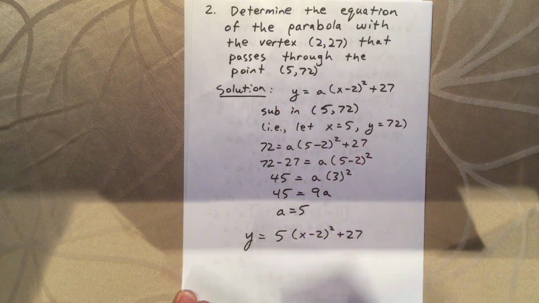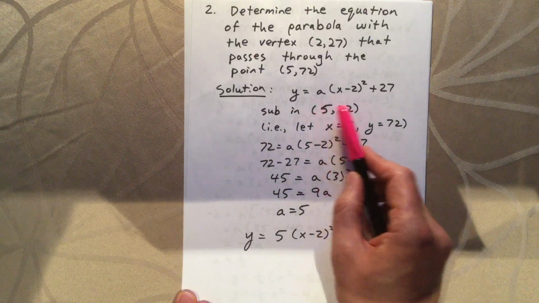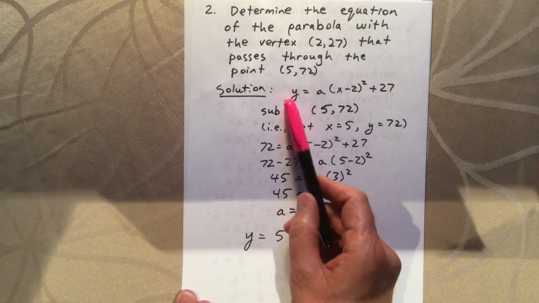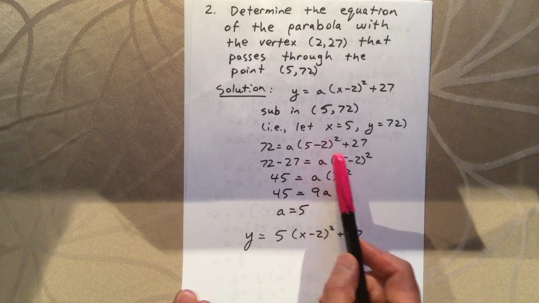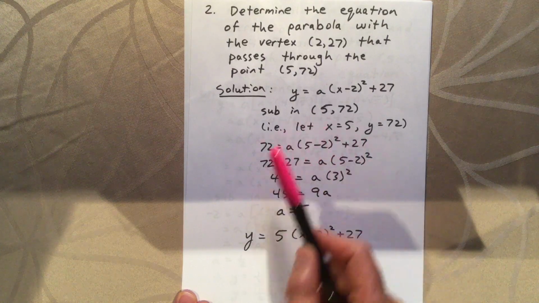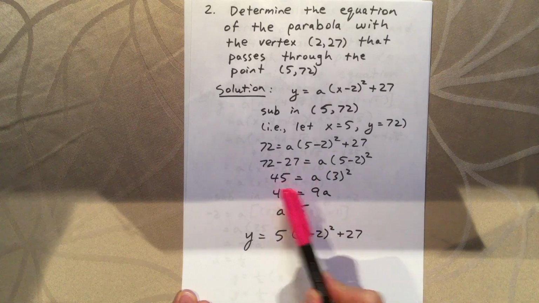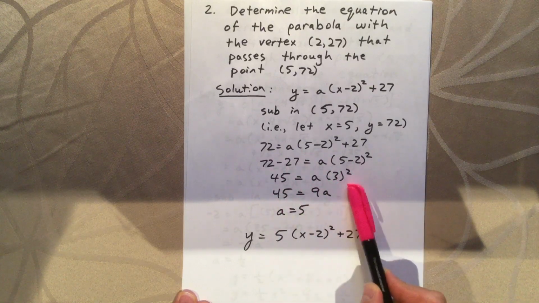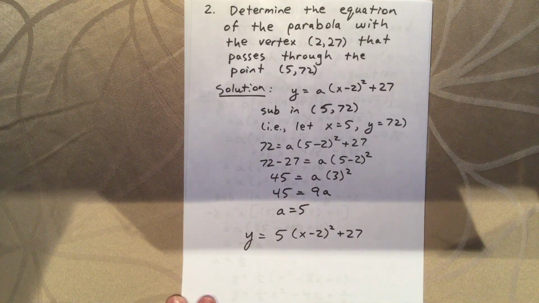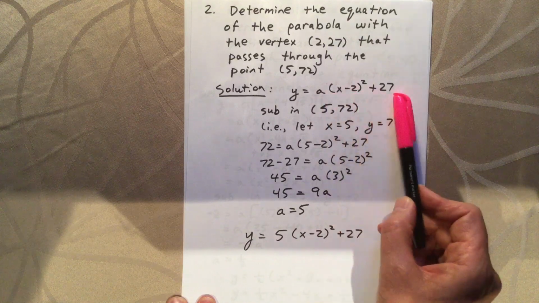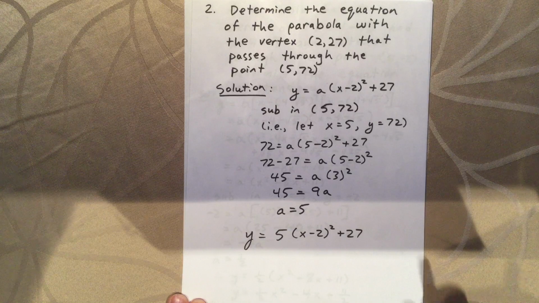But thankfully, we know another point on the parabola, the point (5, 72). So we let x equal 5, y equals 72, and we plug that in. 72 for y, 5 for x. 5 minus 2 is 3. Subtract 27 from both sides. So we can say 45 is equal to a times 3 squared. 45 is equal to 9a, which means a is 5. So instead of saying a times (x minus 2) squared plus 27, we can say 5 times (x minus 2) squared plus 27.